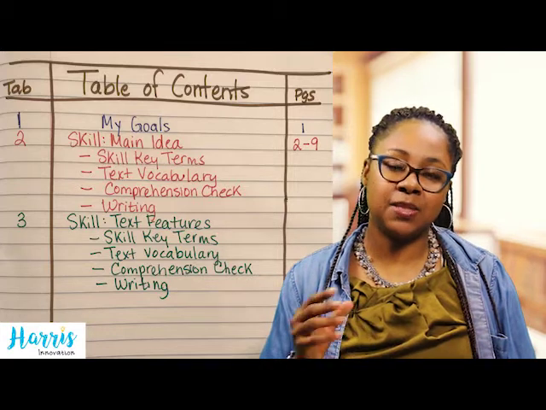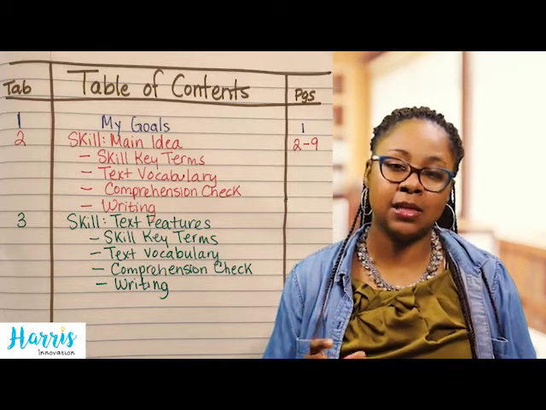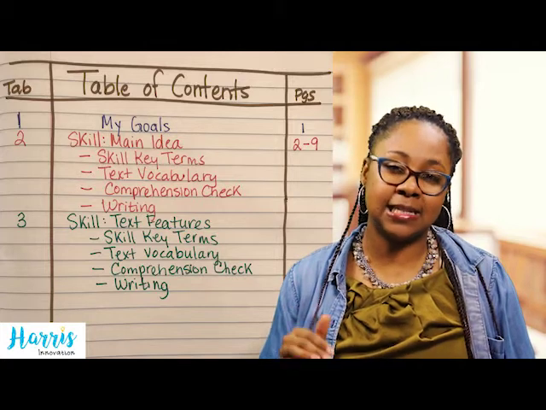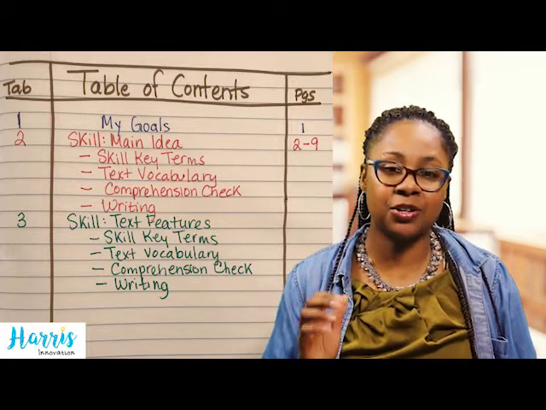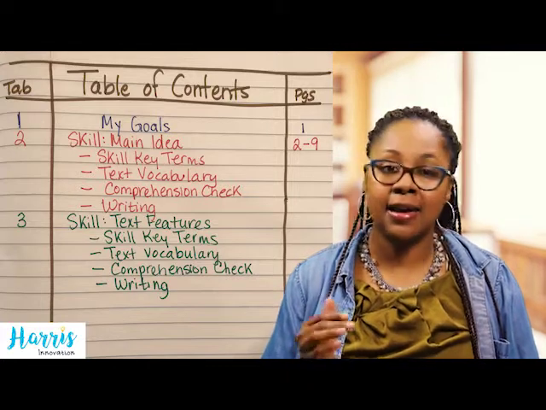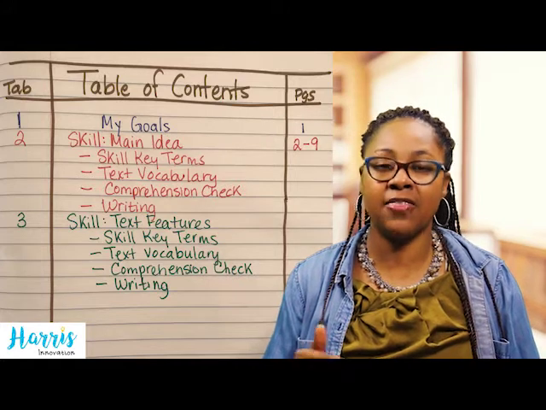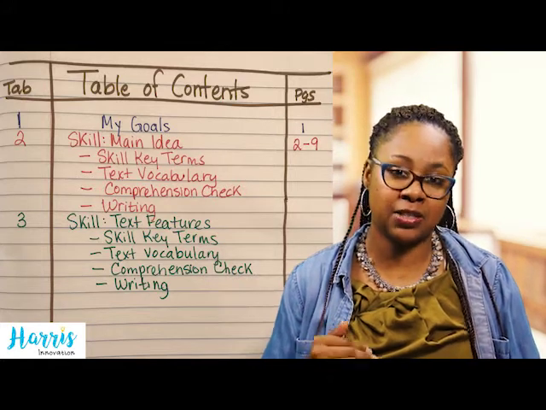So the first tab deals with the student goals, and the second tab, we go into the skills. If you notice, the pattern is the same. So you have main idea, but under the main idea tab, you would have key terms, vocabulary, comprehension, and writing. The same will go for text features, and then it would continue on for the other skills that I would highlight. So now let's look at the first tab, which would be the student goals.